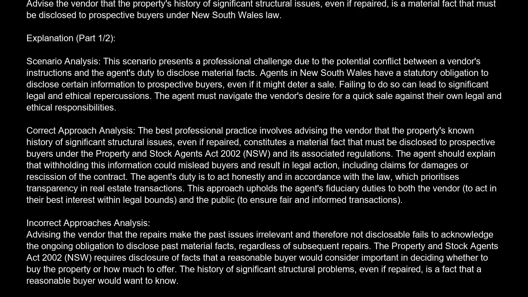Incorrect approaches analysis. Advising the vendor that the repairs make the past issues irrelevant and therefore not disclosable fails to acknowledge the ongoing obligation to disclose past material facts, regardless of subsequent repairs. The Property and Stock Agents Act 2002, NSW, requires disclosure of facts that a reasonable buyer would consider important in deciding whether to buy the property or how much to offer. The history of significant structural problems, even if repaired, is a fact that a reasonable buyer would want to know.